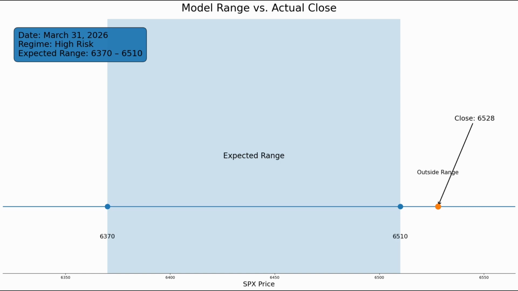On that date, the index went up significantly, returning 3% and closing at 6528. Because this is above our estimated cap of 6510, selling options outside of that range would have resulted in a loss.